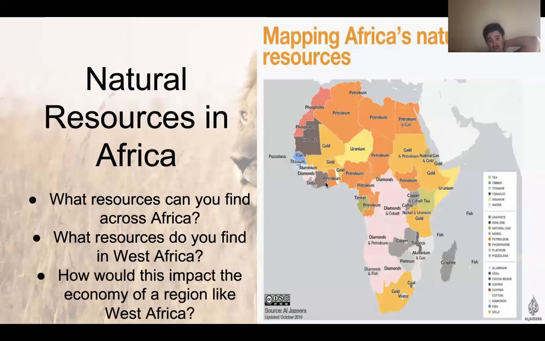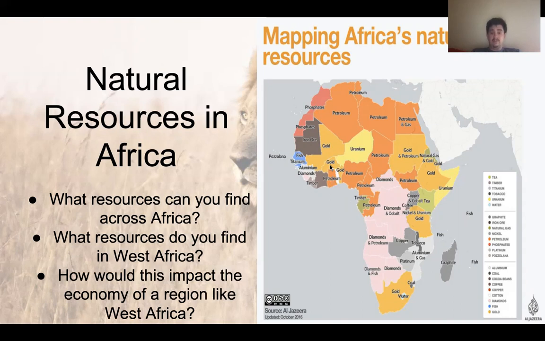Okay, now this one is interesting. Africa as a continent is extremely rich in general natural resources. You will find a ton of natural resources in Africa. So we're looking at West Africa in particular. What are some of the things you should notice? Gold, oil, petroleum, uranium, aluminum, diamonds, fish, titanium, iron, phosphate. So things that were incredibly valuable in ancient times are incredibly valuable now.